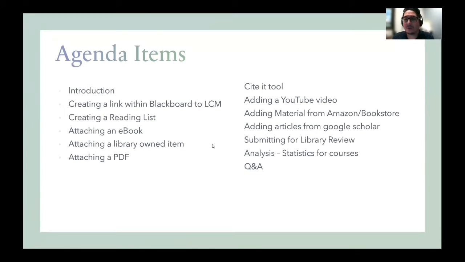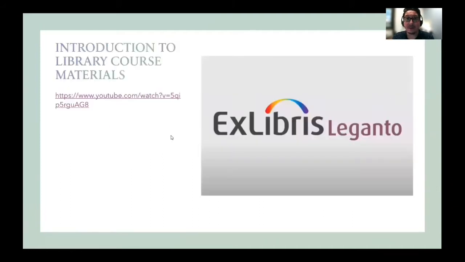And then I'm going to go over what's called submitting for library review. And lastly, I will go over the analytics feature within library course materials. I do know that Blackboard has some statistics gathering features already, but I feel like this analytics feature could be very complementary to what you already have there. It's a good idea to have more than one option to gather statistics and a good way to gauge your students' engagement. While I get things set up for the demo, I'm going to play a very short introductory video to Leganto or library course materials for you.